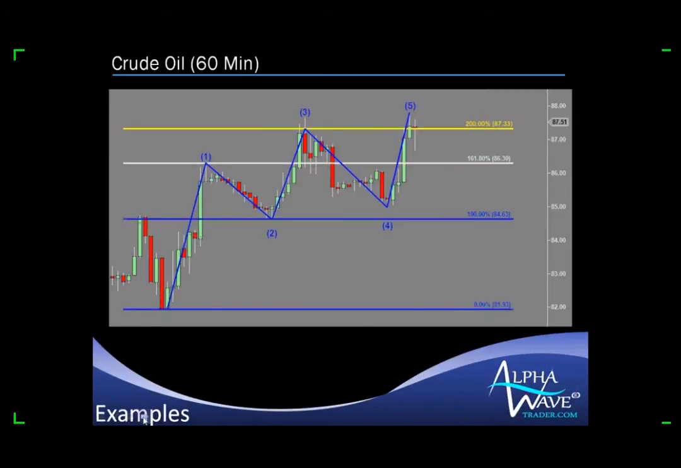Here we go. Crude oil. Very, very choppy market structure. Nevertheless, Fibonacci levels are respected, and respected highly.